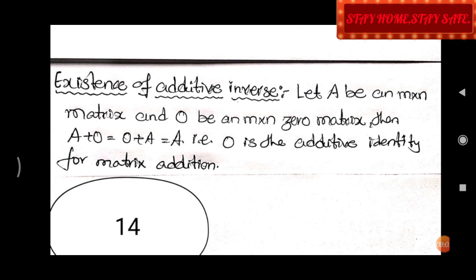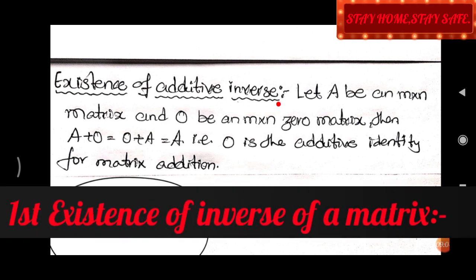Next in line we have the existence of additive identity. Let A be a matrix of M by N and 0 be the M by N zero matrix. So A plus 0 is equal to 0 plus A is equal to A. That is, 0 is the additive identity for matrix addition. What it says, friends, is if you take an example of 1 plus 0 is equal to 0 plus 1, it is nothing but 1 only.